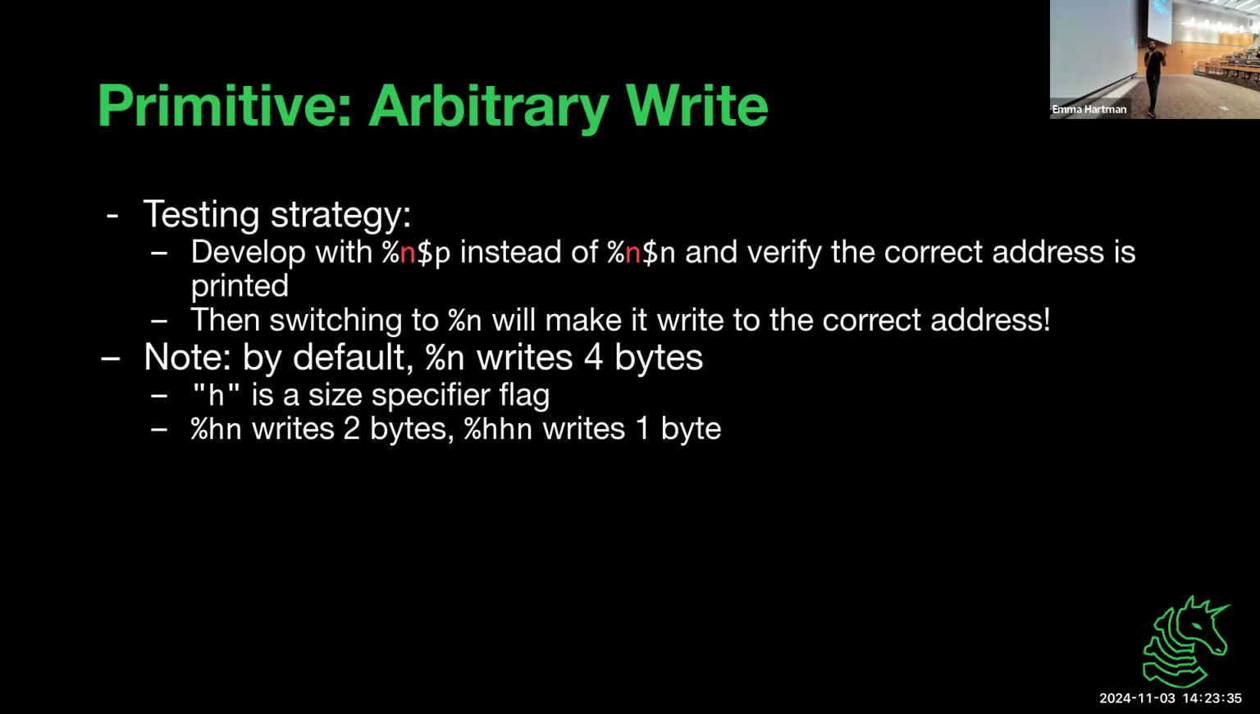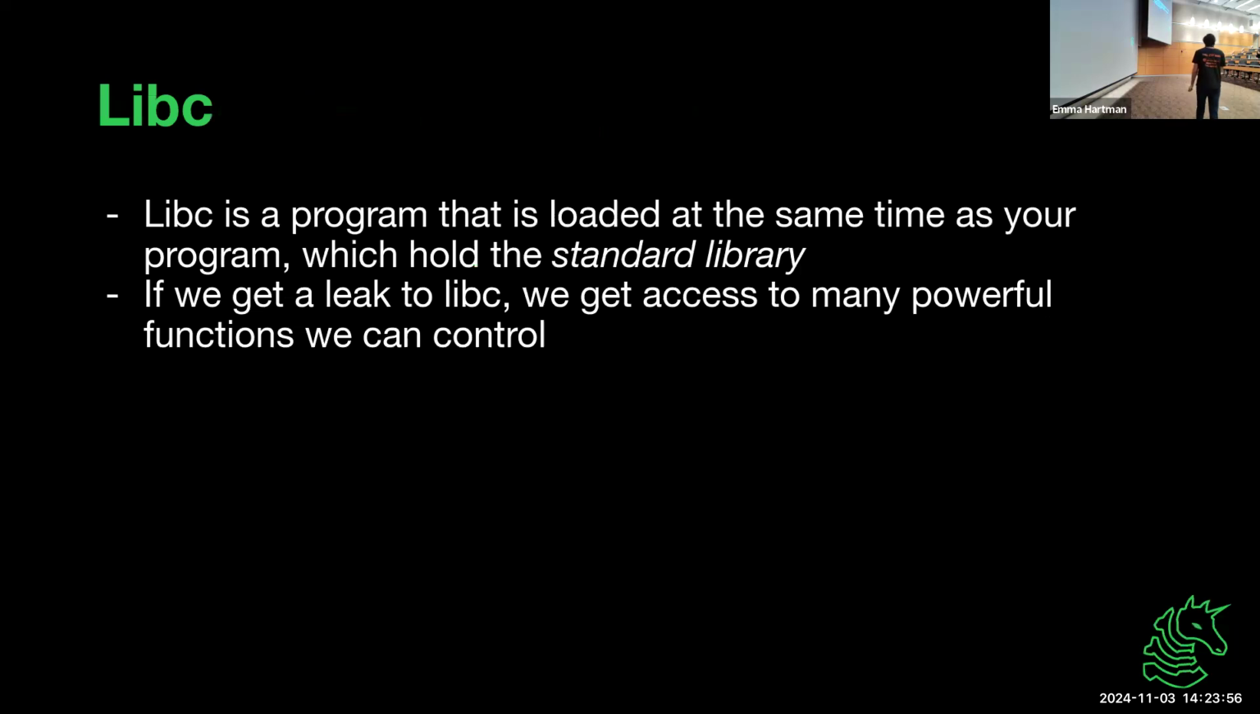Also to note that %n will write 4 bytes out, so it writes a 32-bit integer to its location. You can provide size specifiers called h and hh to write 2 bytes or 1 byte. So if you have several printfs, you can get really specific with what you want to write and how many times and to what address. Okay, so that's printf. Any questions?